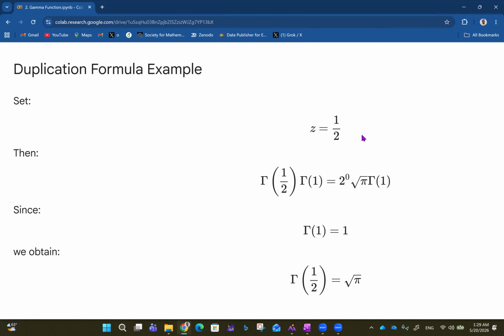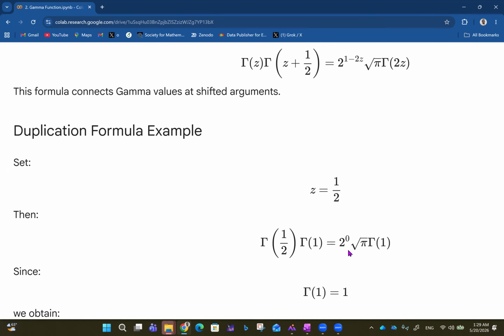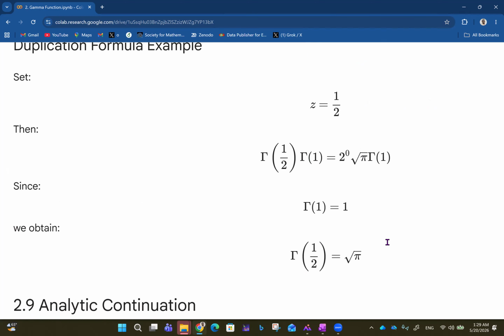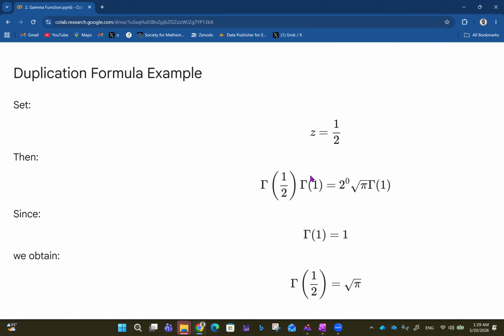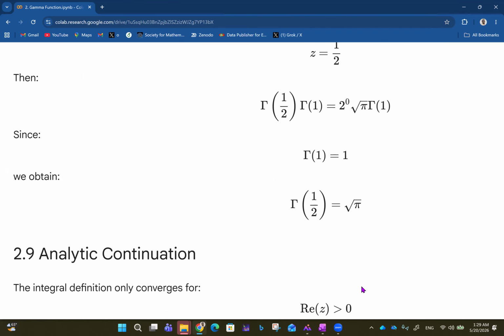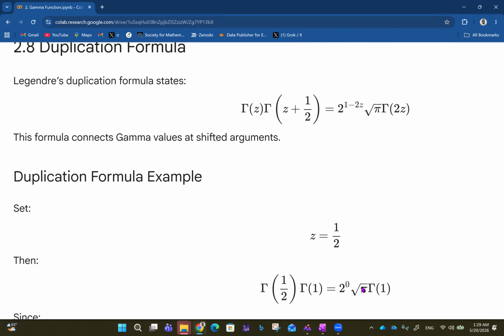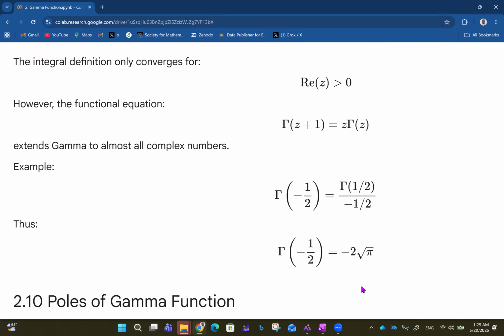So we then have an example application of the duplication formula. If z is half, what happens? So you have gamma z times gamma half plus half, which is gamma 1. That is equal to, since z is half, 2 times half is 1, 1 minus 1 is 0. So you have 2 raised to 0, square root of pi, then 2 times half is 1 again, so gamma 1. And we know gamma 1 is 1 already. So 2 raised to 0 is also 1. So we just have gamma half to be square root of pi. Another establishment of the fact that gamma half is square root of pi, which we proved lengthily. And of course, the reflection and duplication formulas also establish this.